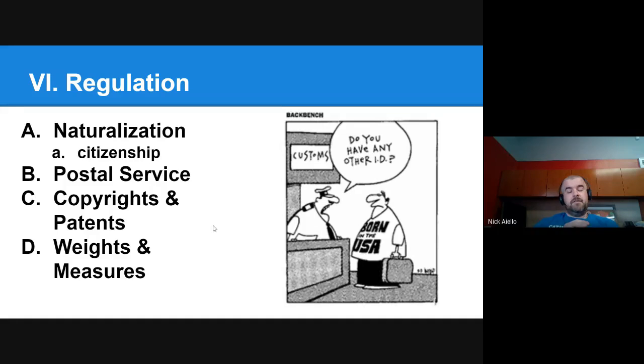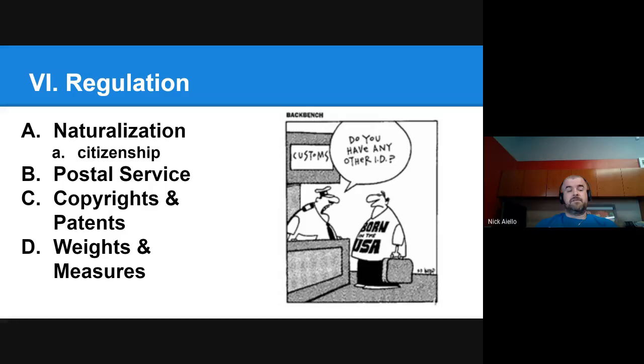Regulations. Congress has the power to regulate as far as naturalization goes, and naturalization would be the idea of handing out citizenship. Congress has the power to hand out citizenship to any immigrant. They set the standards, so on and so forth.